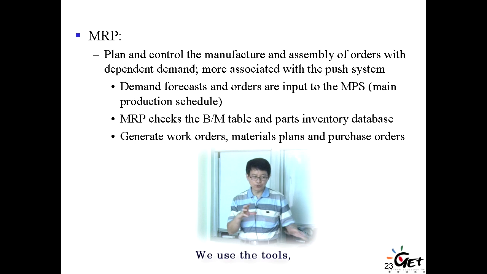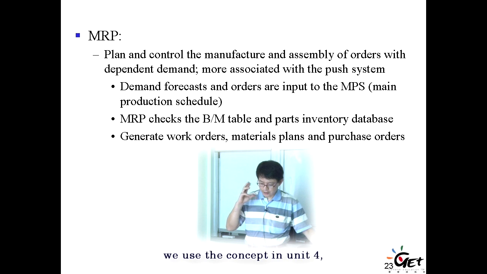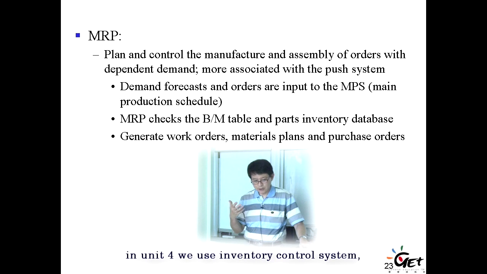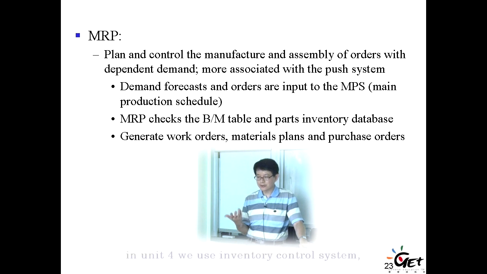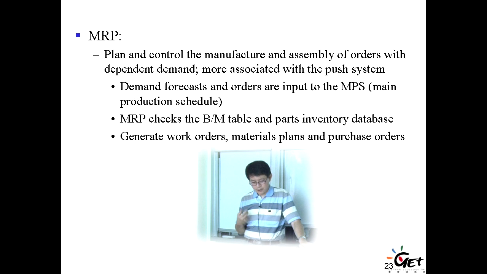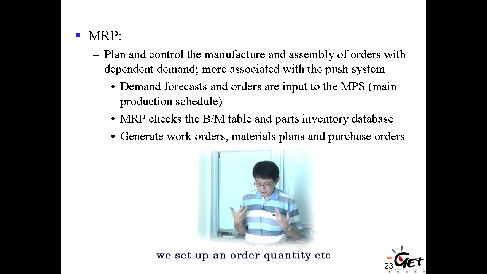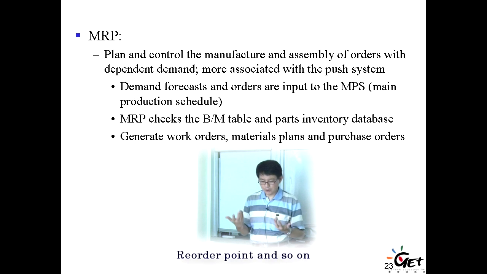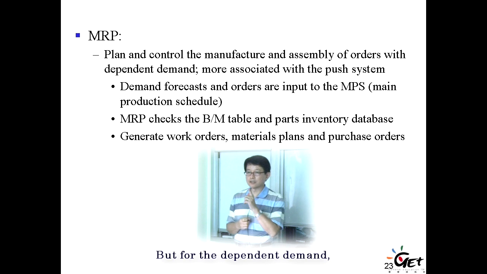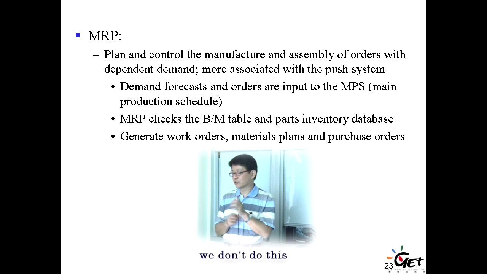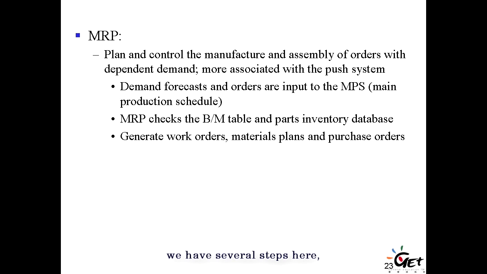We use the concepts in Unit 4. In Unit 4, we use inventory control systems, right? Both of the two control systems, and we set up the order quantity, reorder point, and so on. But for the dependent demand, we don't do this. We have several steps here.